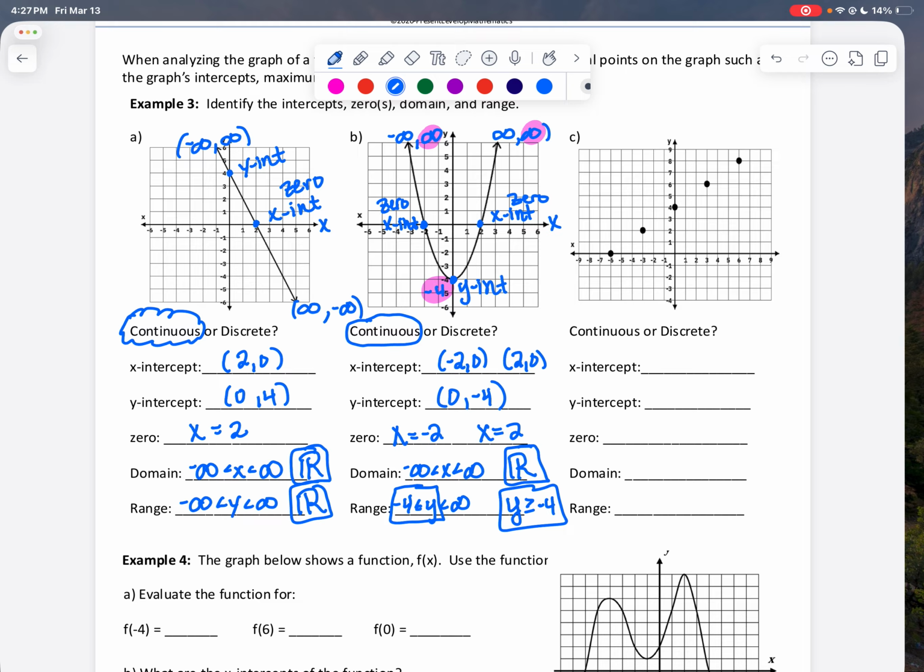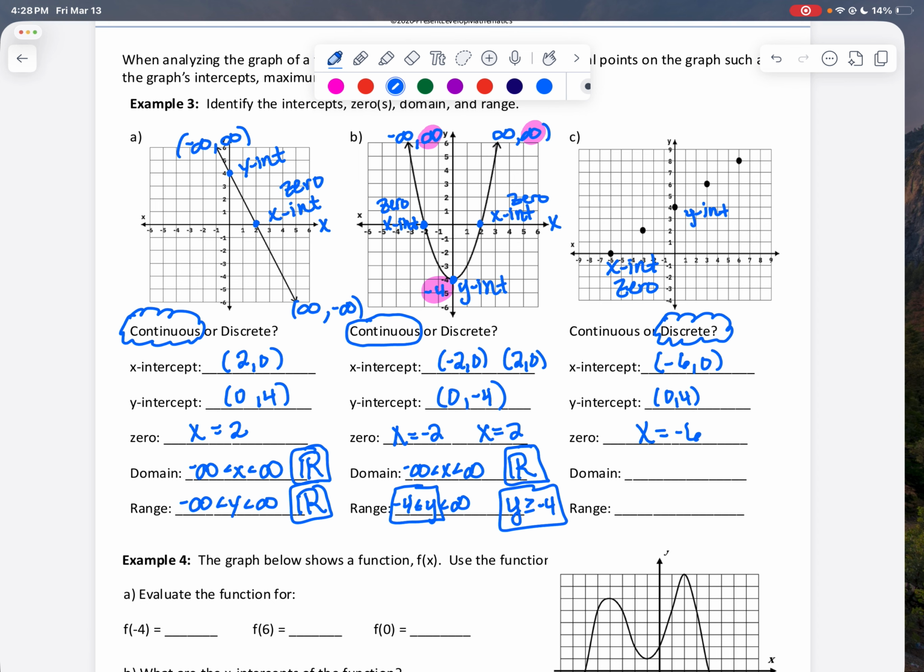All right, in our last set of data, the data is not connected. So data that is not connected is considered discrete data. It has an x-intercept. Let's label this point as x-intercept and 0. So for x-intercept, we would put (-6, 0), and the zero of the function is -6. x equals -6.